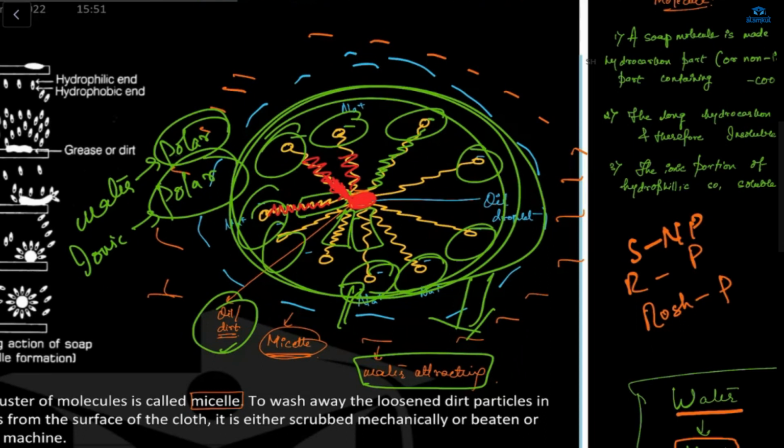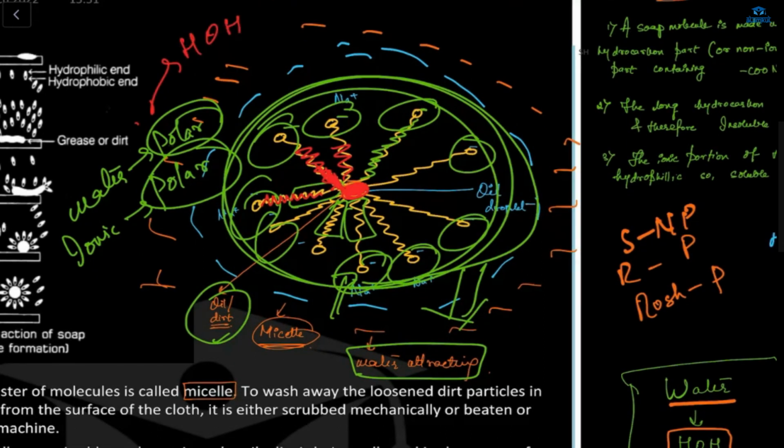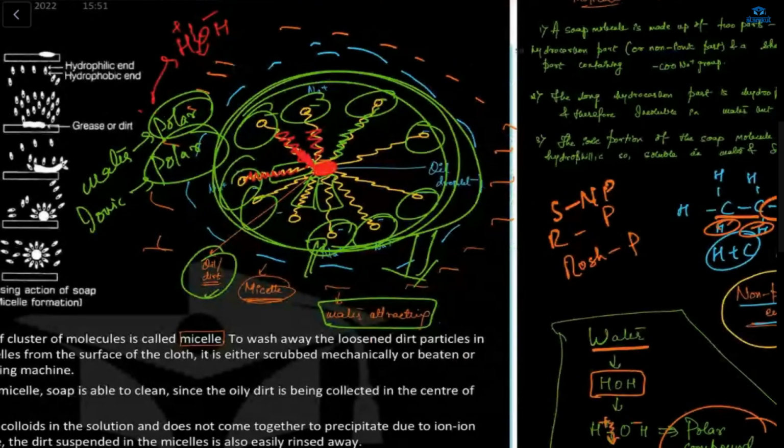How is water polar? Because it is H2O. If the bond breaks, it will be H plus and O minus, so that's why these two attract each other. Did you get this concept, Rudra and Roshni, why these two attract each other and why not the tail part?